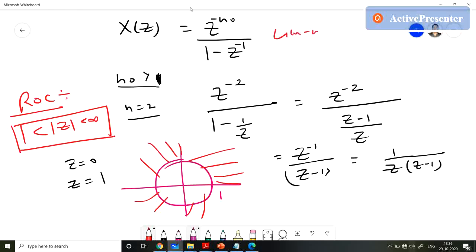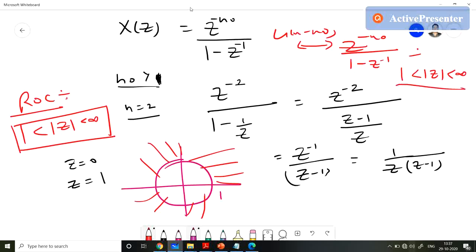So for u[n minus n naught], the z transform is z raised to the power minus n naught divided by 1 minus z inverse, and the ROC is 1 is less than modulus of z less than infinity. The ROC will not contain any pole, and it is a causal signal, so the ROC will be exterior to the circle modulus of z equals 1.